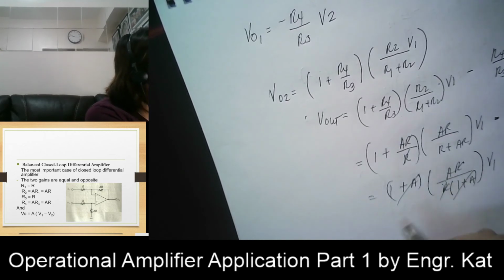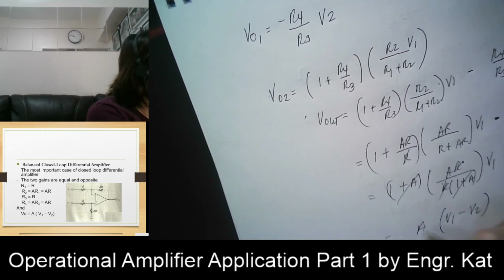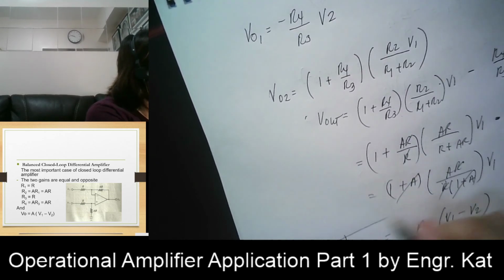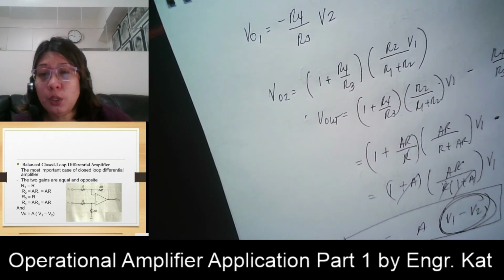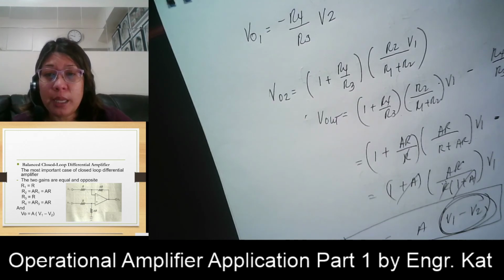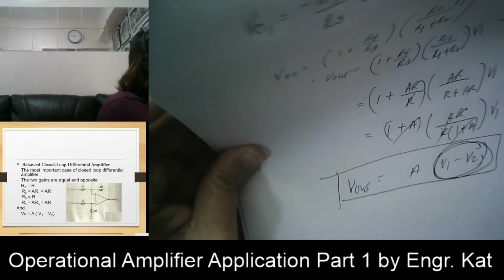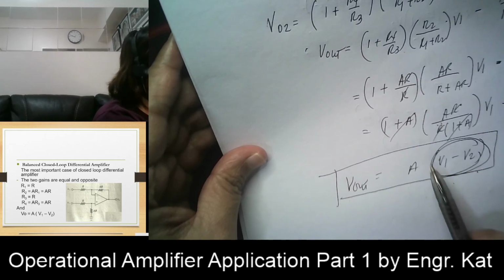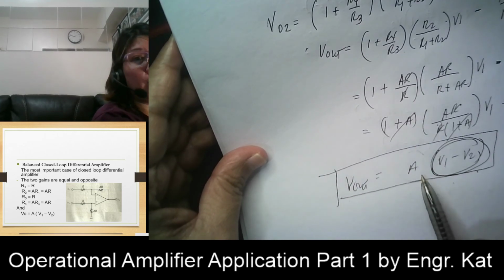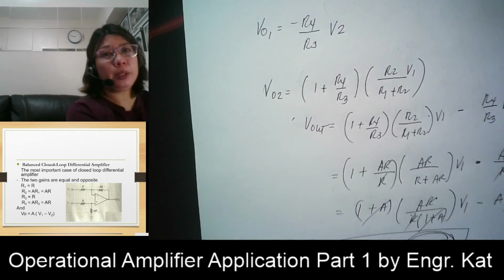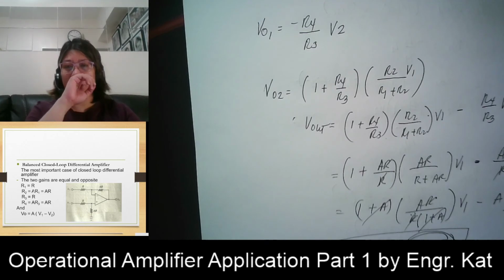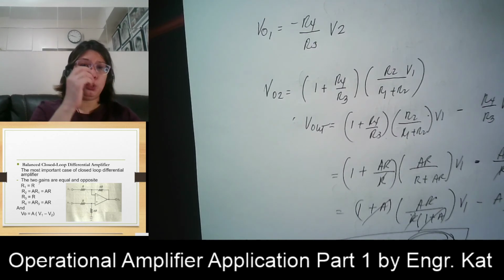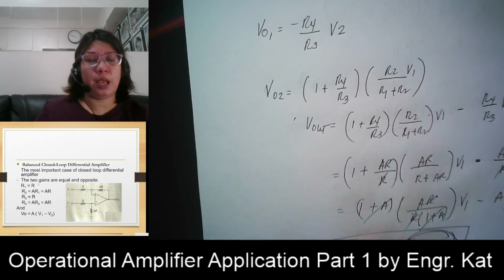Your A can be factored out, so this is simply A times V1 minus V2. So our V out for a balanced amplifier is simply the difference between V1 and V2 multiplied by a certain gain. But you have to make sure that you follow this specific resistor requirement. Okay, so this is the derivation.